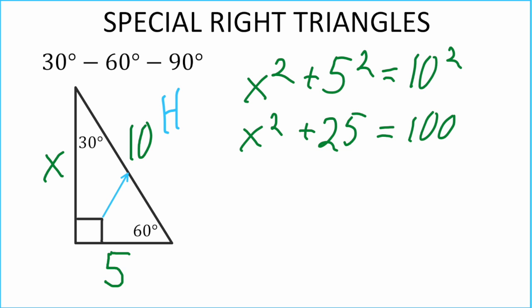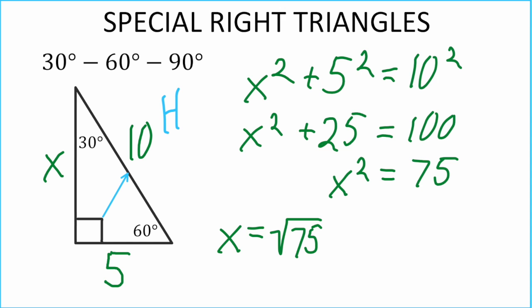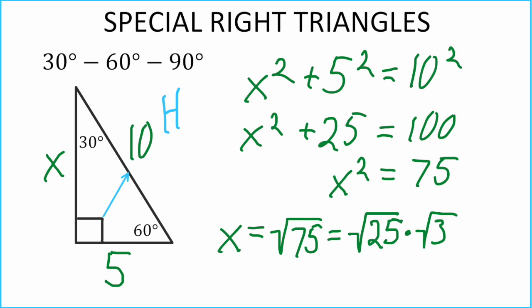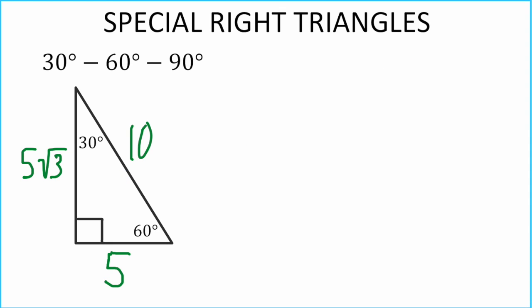So there's our x squared plus 5 squared equals 10 squared. And we simplify this down, subtract our 25, we get x squared equals 75. So x is radical 75. And again, you're not going to see the pattern until you simplify this. So this becomes radical 25 times radical 3. And then when we simplify the radical 25, we get 5 radical 3. So let's replace our x with 5 radical 3 and see if we can discover the pattern here.